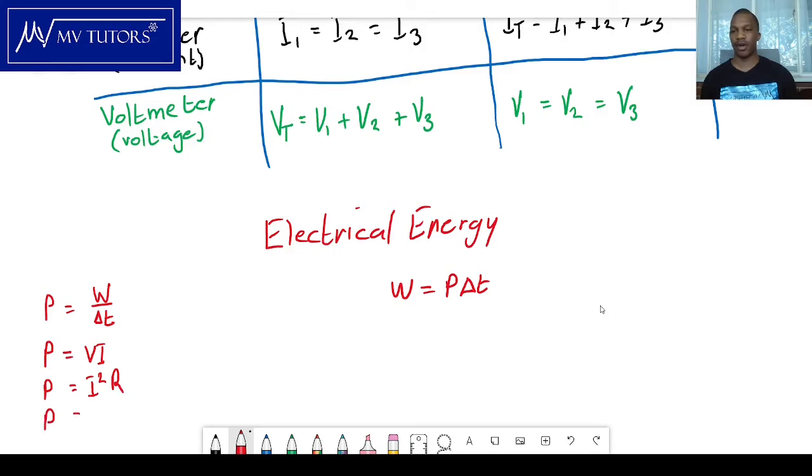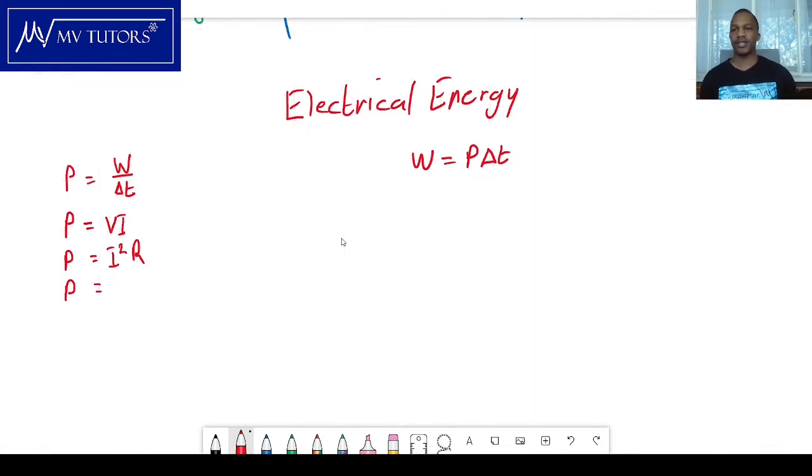But also a third one that we could look at is that power is equal to voltage squared over R. So how do you choose which one to use of these four? You choose the one that is relevant, based on what you are looking for and what you've been given. If you've been given voltage and current, you'll use the first one. If you have current and resistance, you'll use the second one. If you have voltage and resistance, you'll use the third one.